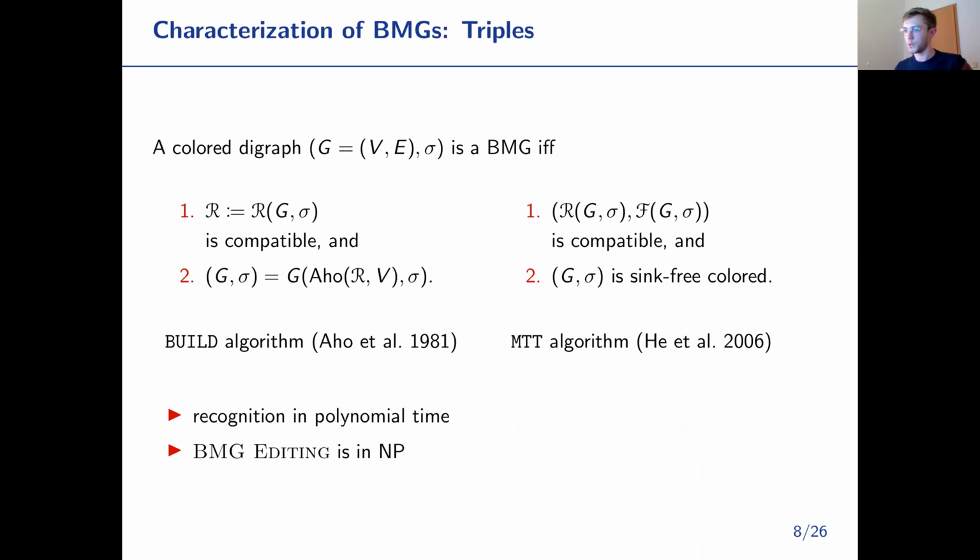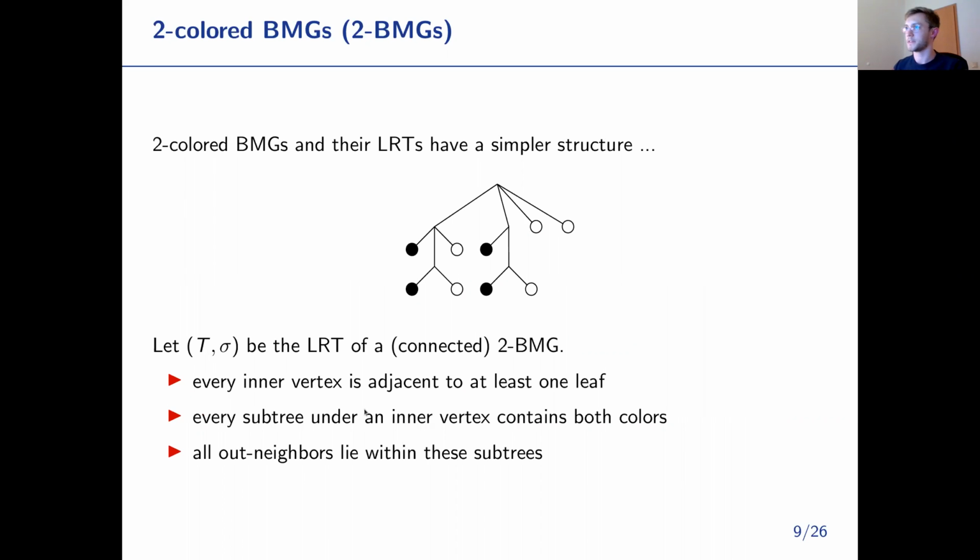So we have two ways to recognize BMGs in polynomial time. And this means that the BMG editing problem is in NP. Because if we are given a solution of the problem, so a graph, then we can verify whether it is a BMG in polynomial time. But before I continue with the complexity, maybe a little spoiler, it will turn out to be NP hard. I want to talk about a subclass of BMGs, and that is the BMGs that only have two colors.